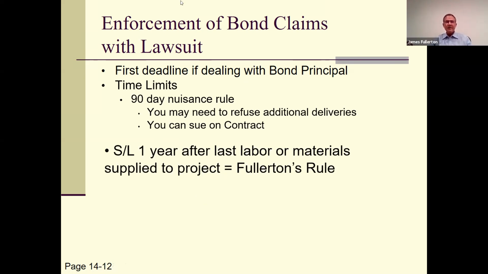Okay, so your deadline to enforce your bond claim with a lawsuit is 1 year after your last labor and materials are supplied to the project. Again, that's Fullerton's rule, the lowest common denominator. You will, in Maryland particularly, usually have much longer than that to enforce, because in Maryland, you have to file suit within 1 year after the government accepts the project, and that's usually a long time after the last labor and materials are supplied.